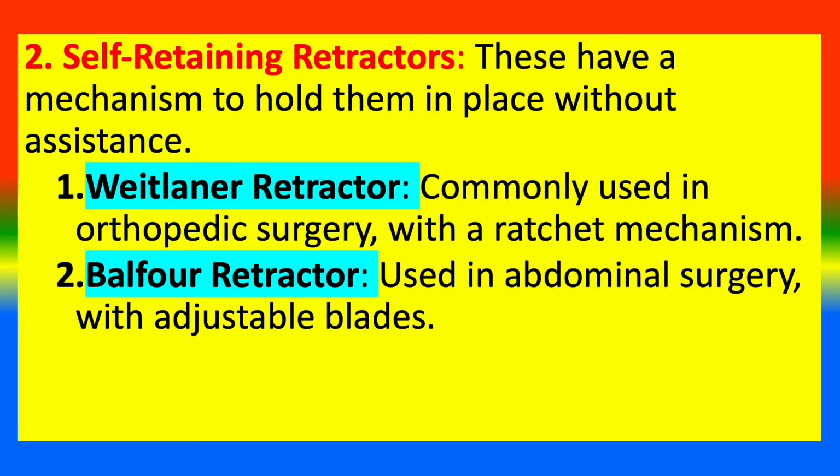Second type, self-retaining retractors. These have a mechanism to hold them in place without assistance. It is classified into: 1. Weitlaner retractor, commonly used in orthopedic surgery with a ratchet mechanism. 2. Balfour retractor, used in abdominal surgery with adjustable blades.